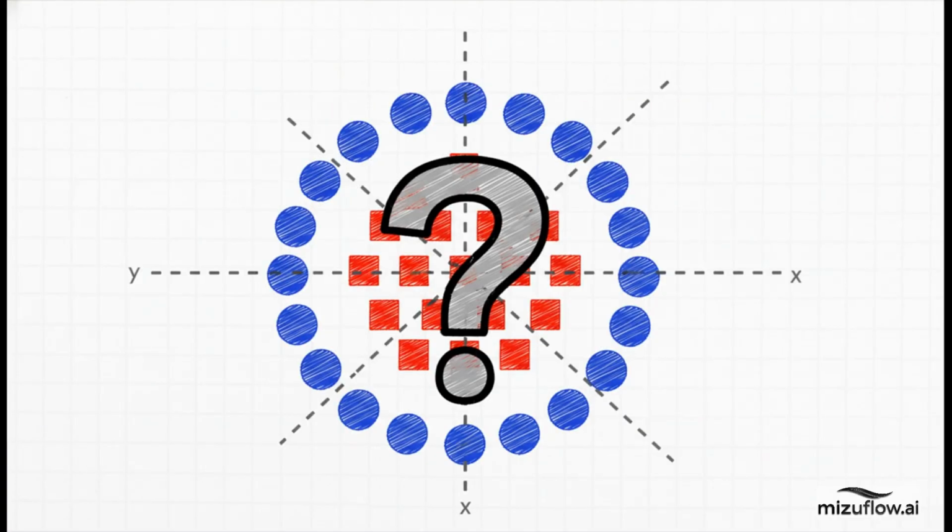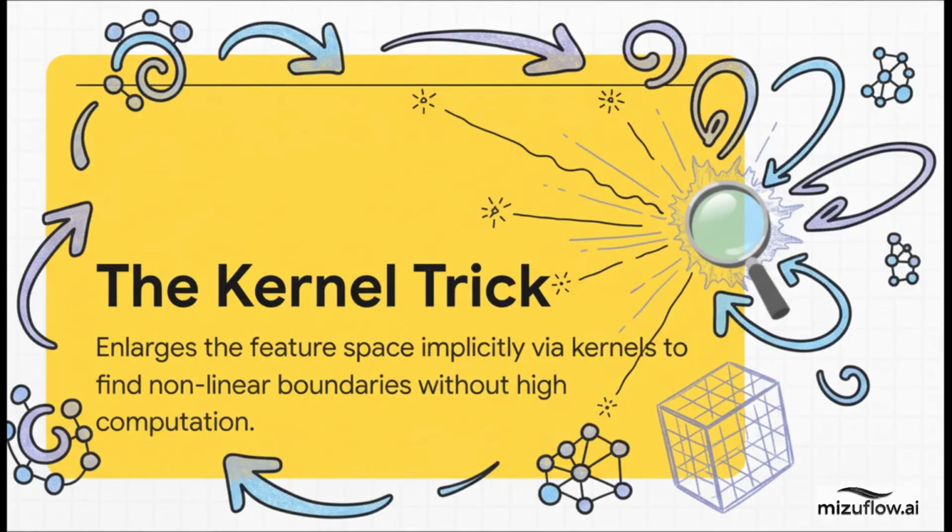Okay, we've handled clean data. We've handled messy, overlapping data. But now we come to the toughest puzzle of all. What if your data is arranged in a weird shape, like a circle or a spiral? What if there's no straight line in the universe that could ever be a good separator? This brings us to the most powerful and, frankly, almost magical part of support vector machines. It's called the Kernel Trick.